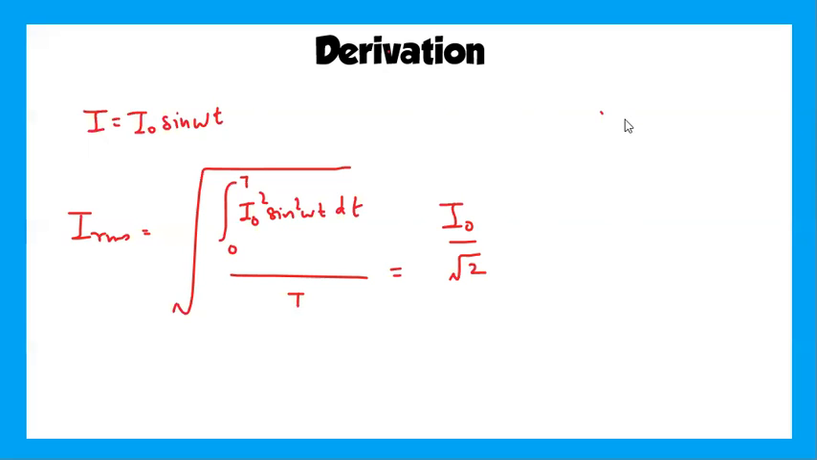Similarly, if the maximum value of voltage is V equal to V naught sine omega t, then the RMS value of voltage will be V naught by root 2. So if V naught and I naught are the maximum values of current and voltage, then the RMS values will be I naught by root 2 and V naught by root 2.